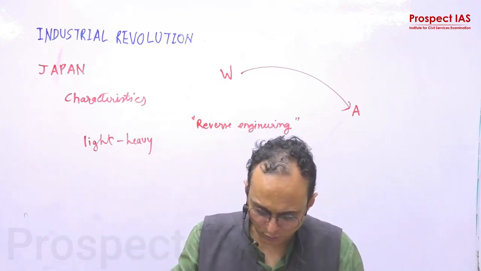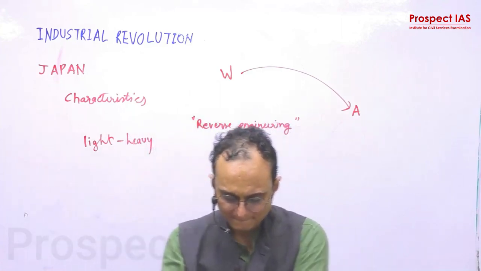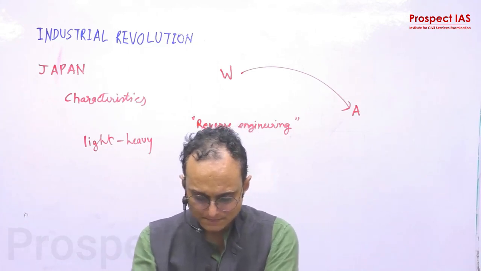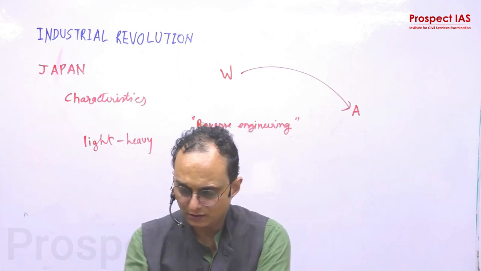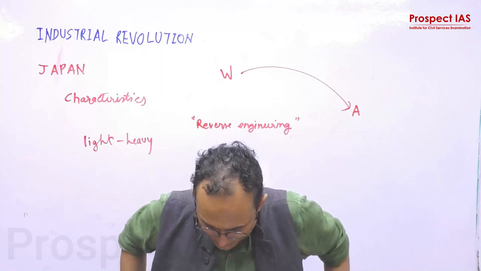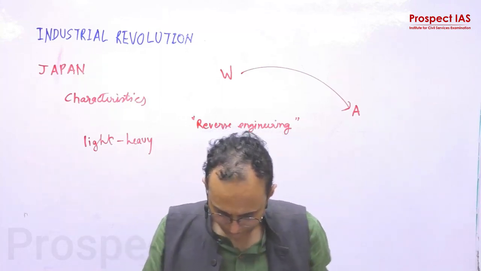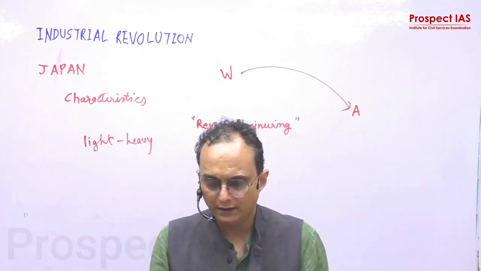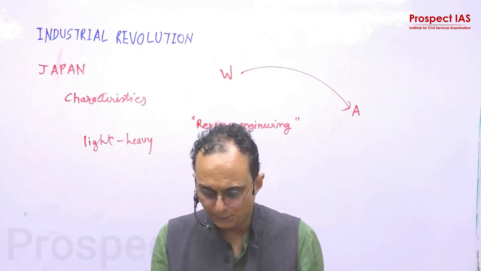Japanese industrialization was a costly industrialization where different industrial powers were already competing with each other.